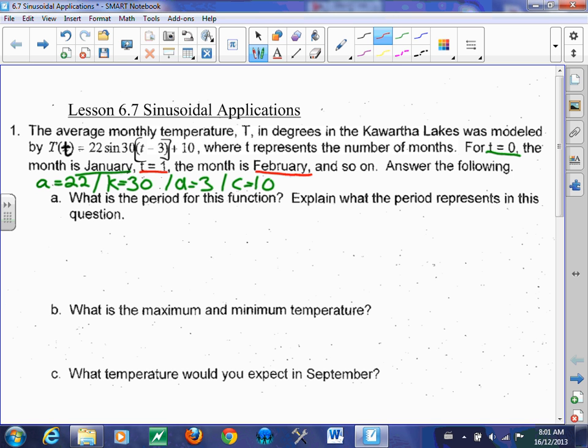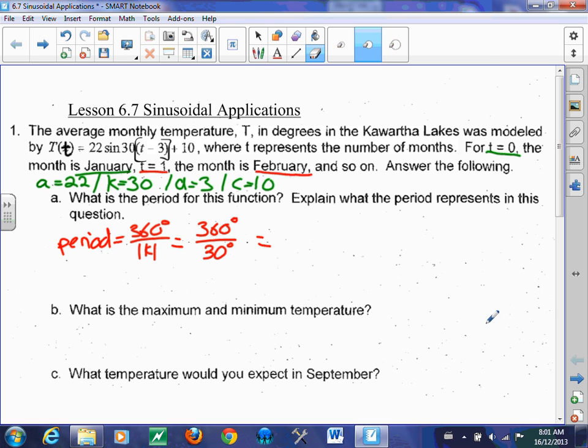What is the period for this function? So what letter, A, K, D, or C, is used to help us find the period? That's the letter K. So just remember that the period equals 360 degrees divided by the absolute value of K. That's going to equal 360 degrees divided by our K, which is 30. This problem doesn't deal with degrees because it deals with months, so I can just get rid of the degrees in this case. So it's going to equal 12.